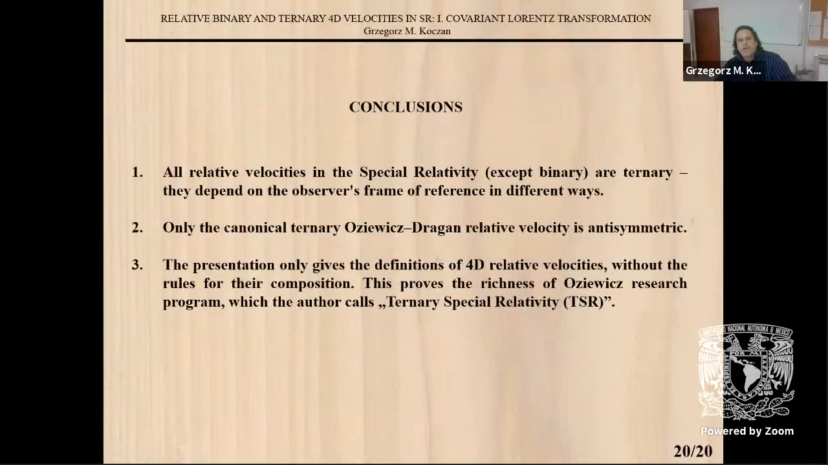Conclusion. All relative velocities in the special relativity, except binary, are ternary. They depend on the observer. This means they depend on the observer's frame of reference in different ways. The first. The second, only the canonical ternary Oziewicz-Dragan relative velocity is antisymmetric.